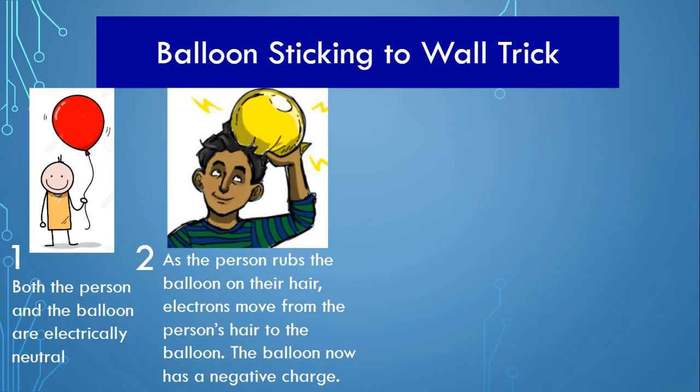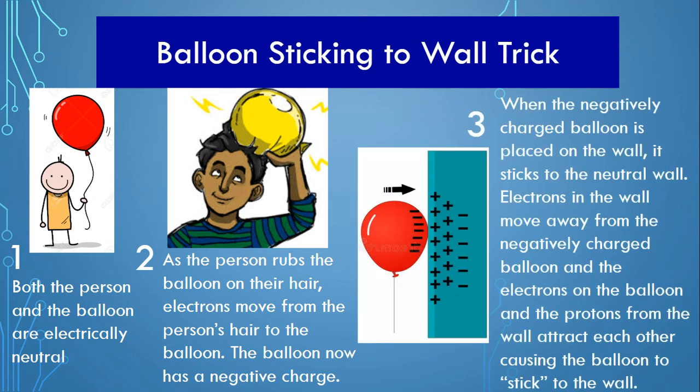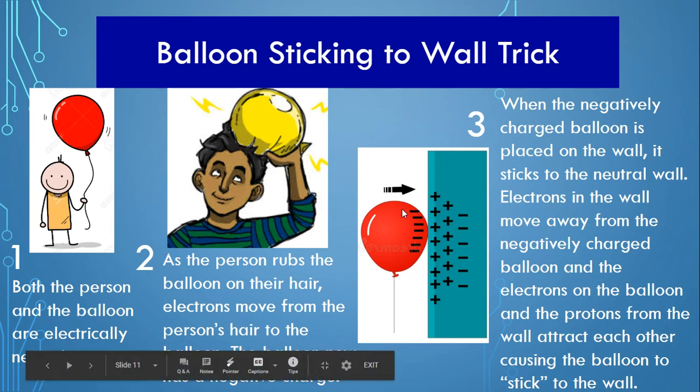So the person and the balloon went from being neutral to the person giving the balloon a negative charge by transferring some electrons from the hair to the balloon. The balloon has a negative charge now. When this negatively charged balloon is placed on the wall, it sticks to the neutral wall. Electrons in the wall move away from the electrons in the balloon. Remember, negative and negative repel.